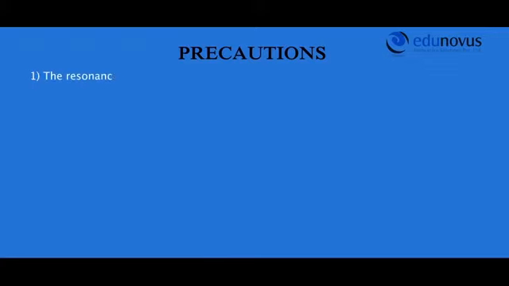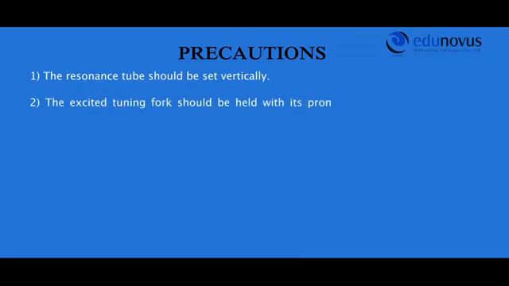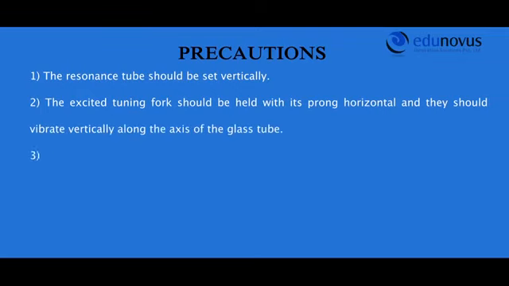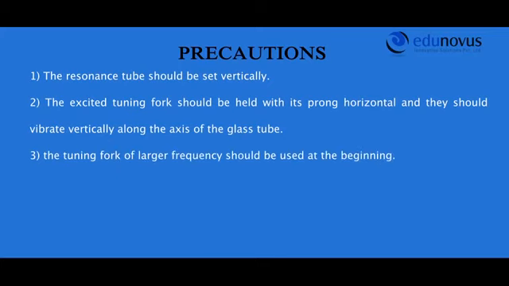Precautions. The resonance tube should be set vertically. The excited tuning fork should be held with its prongs horizontal, and they should vibrate vertically along the axis of the glass tube. The tuning fork of large frequency should be used at the beginning.